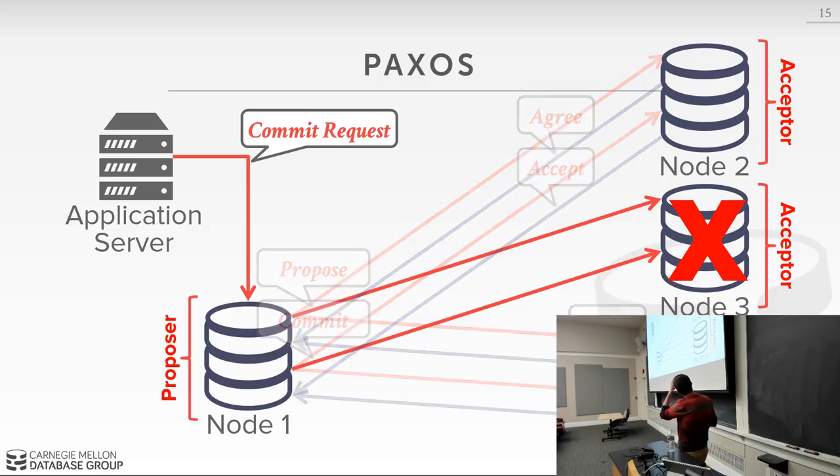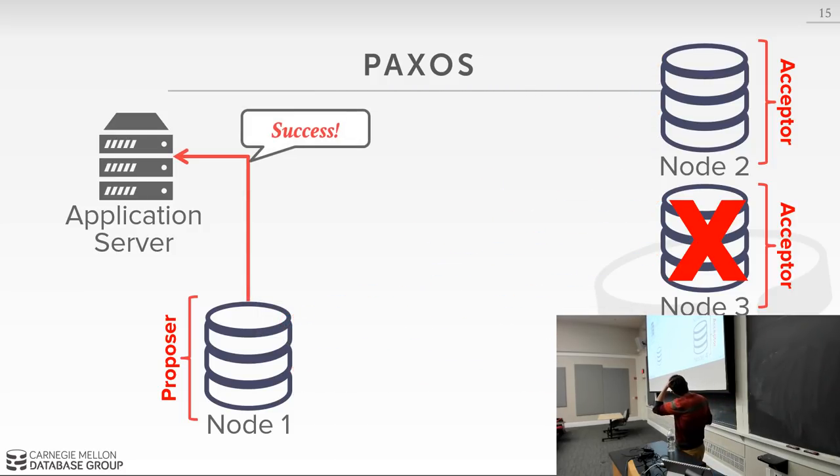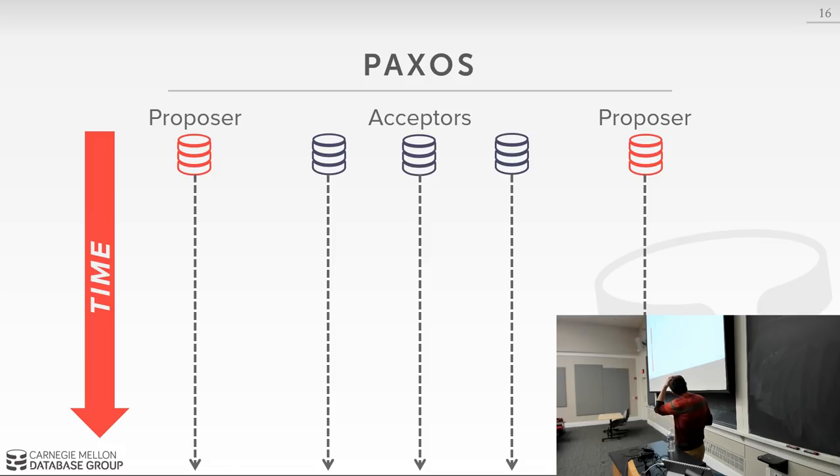Another way to think about it is in terms of this timeline. In my example here, it's always been one node proposing to commit a transaction. But under the Paxos protocol, you can have multiple nodes trying to commit transactions at the same time that may interfere with each other. And Paxos has a way of resolving this. They basically have a logical counter that is always marching forward in time. Every time you want to propose to commit a transaction, you add one to this counter and say, I'm trying to commit this transaction at this particular time.